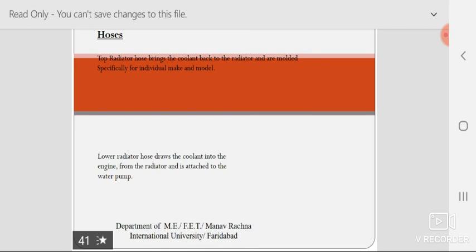And then the top radiator hose brings the coolant back to the radiator. The hot coolant coming from the engine comes to the top hose of the radiator because that is hot. I already described it. These hoses are molded specially for the individual make and model. The lower radiator hose draws the coolant into the engine. Naturally, the coolant gets cooled, comes down and settles at the bottom. So the lower hose takes it back to the engine. And this cycle is continuously going on.